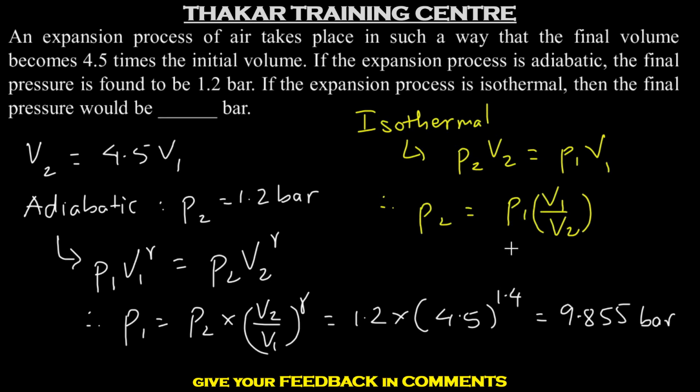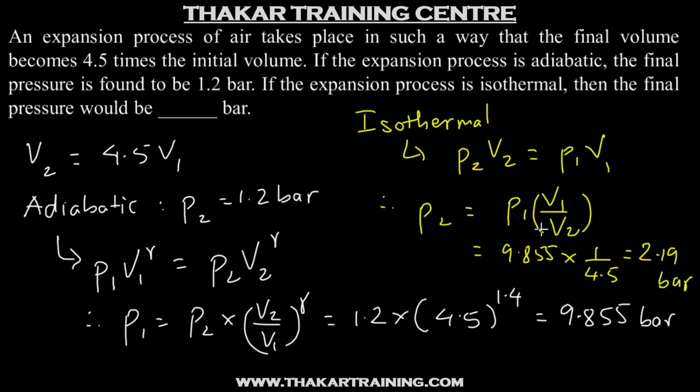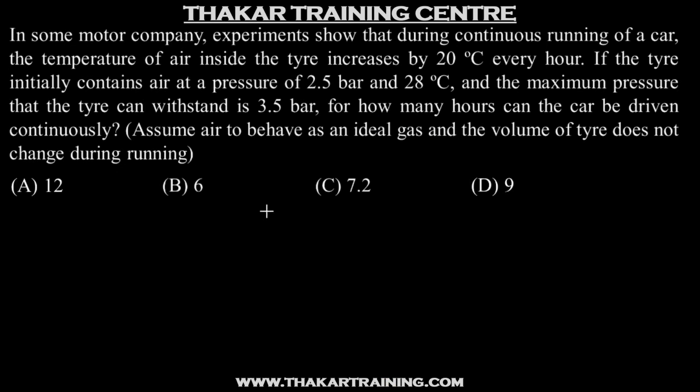So once again we know P1, we have found it out, 9.855. V1 by V2 will be 1 upon 4.5. So this will be 9.855 into 1 upon 4.5. So this turns out to be 2.19 and this also will be in bar. So if the expansion process is isothermal, the final pressure will be 2.19 bar. So the answer will be 2.19.